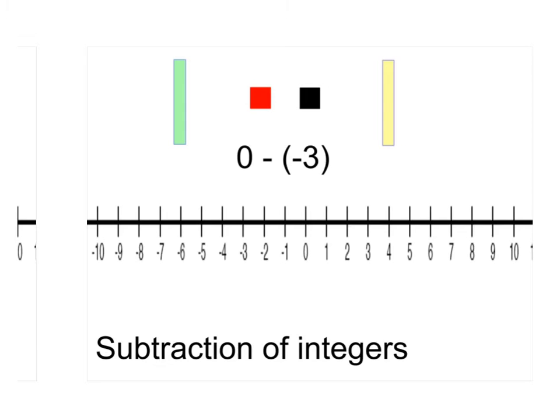So if you were having 0 minus -3, that means we start at 0, and we're taking away 3 negatives. We're taking away cold. So if we start at 0, and if we're taking away cold, we're going to the right 3. So 0 minus -3 would equal 3.